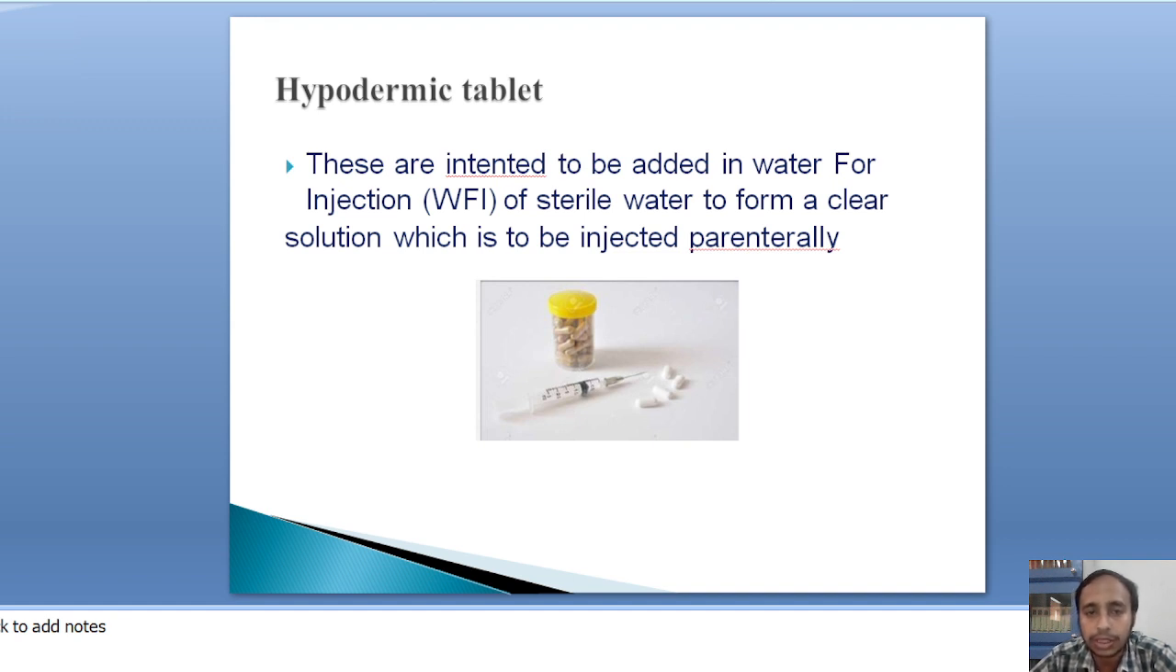Pyrogen is an endotoxin. These tablets are intended to be added to water for injection to form a clear solution which is to be injected parenterally. Initially it is in the form of a tablet and it is mixed with water for injection. As I said, there will be dissolution, so it will form a clear solution. Then we will take the help of an injection and deliver the drug parenterally. Parenterally means in the veins, arteries, in the blood. So here we will inject parenterally.